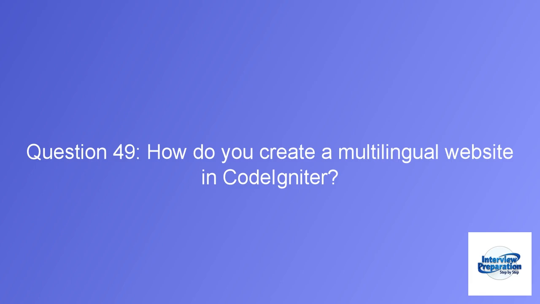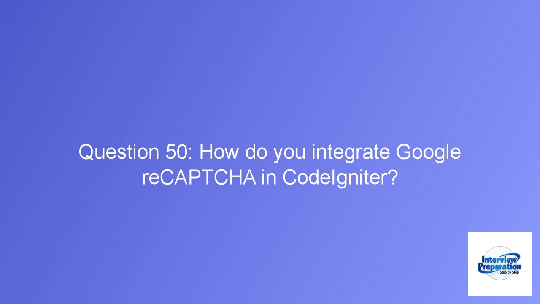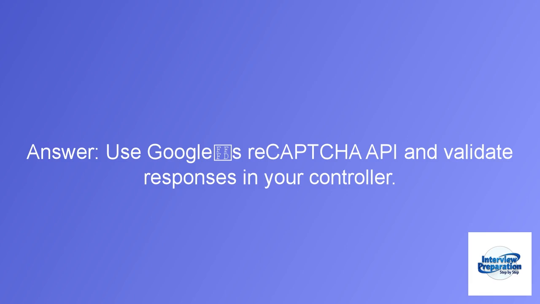Question 49. How do you create a multilingual website in CodeIgniter? Answer. Use the language library and store translations in language files. Question 50. How do you integrate Google reCAPTCHA in CodeIgniter? Answer. Use Google's reCAPTCHA API and validate responses in your controller.